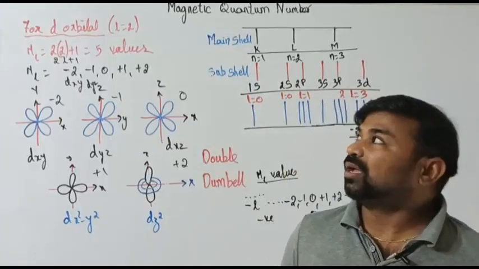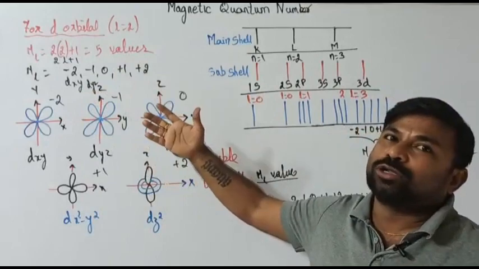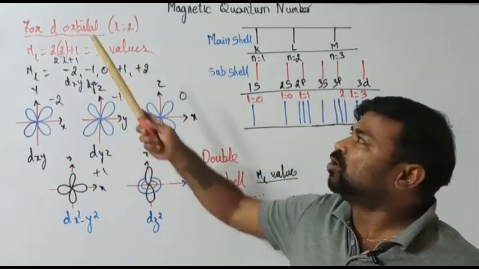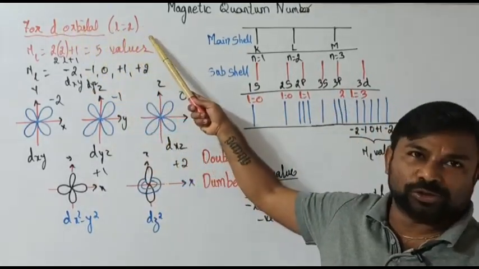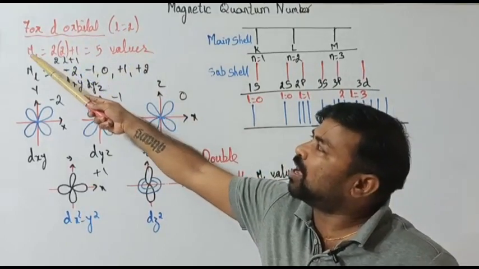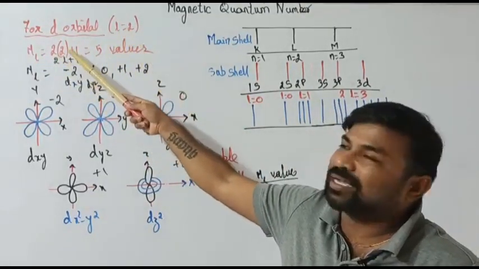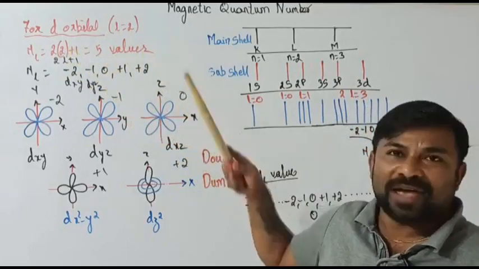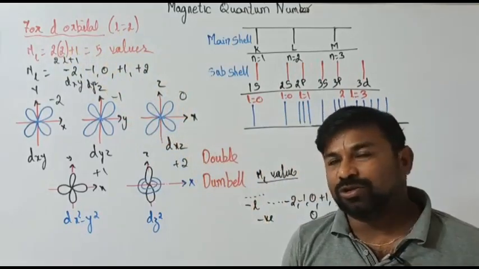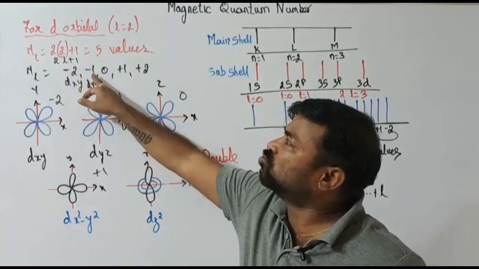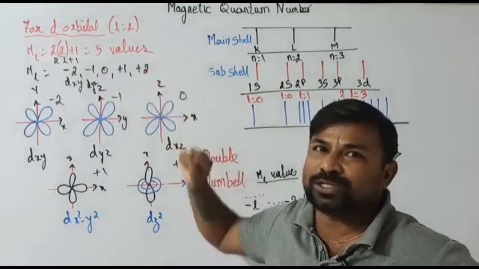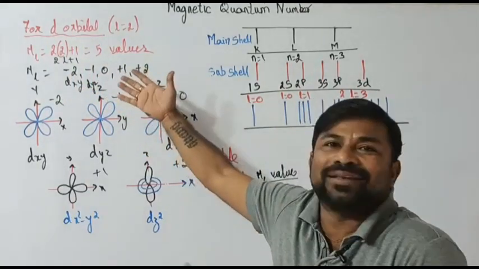Now let's see what orbitals are present in D. For D orbital, L is equal to 2. If you plug it into the formula 2L plus 1, with L equal to 2, we get 5 values. What are those 5 values? They are -2, -1, 0, +1 and +2. How did we get that? Why?